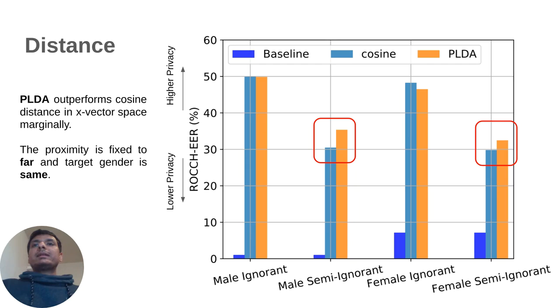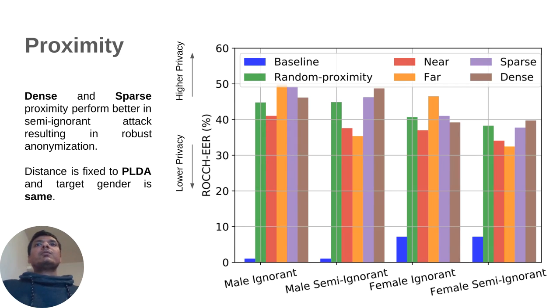And if you look at the orange bar, which indicates PLDA, you may notice that it performs much better than the cosine measure in terms of the distance metric in X vector space. And for this experiment, we fixed the proximity to far and gender selection to the same gender as the source. Now let us look at the results of proximity.